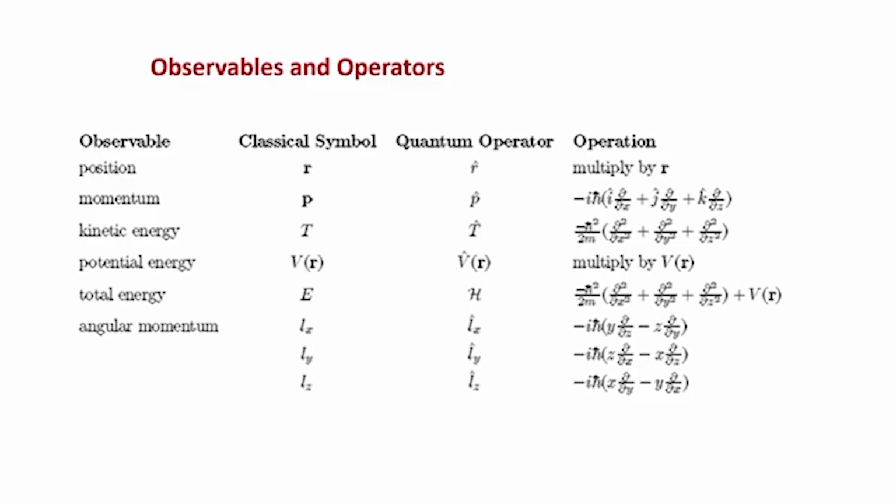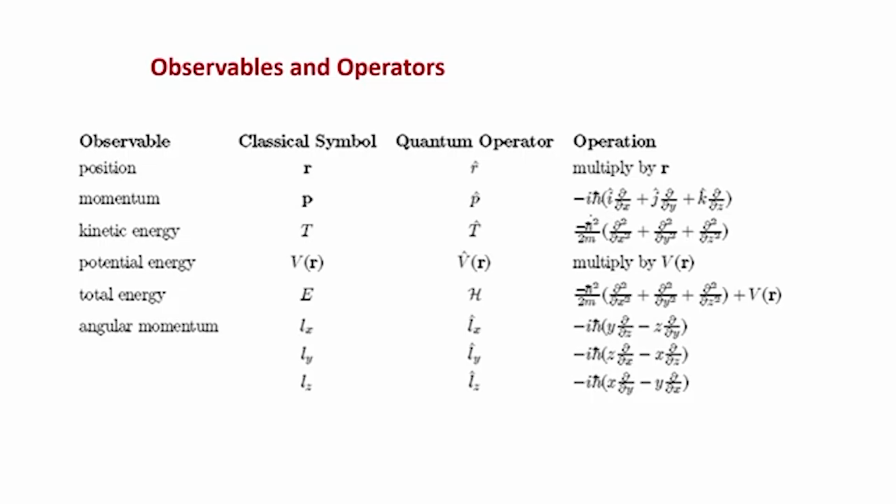But if you want to be very strictly correct in these notations, then you should write it with a slight hat that you see here, and that is the hat that we are talking about. So, position variable is the symbol r, and then the operator will come with an r cap, momentum is p cap, kinetic energy is T, it is T cap.